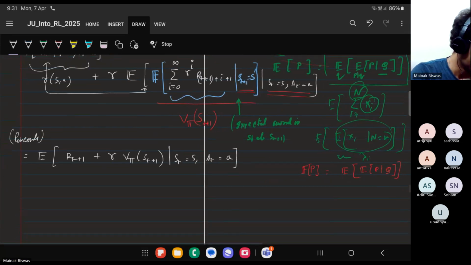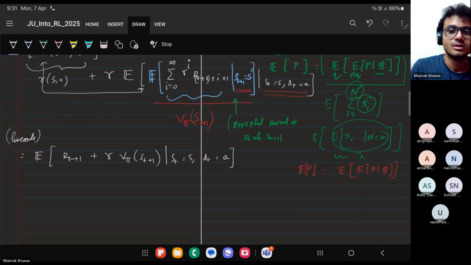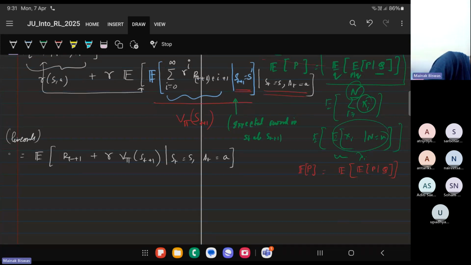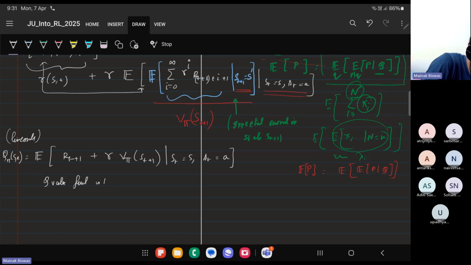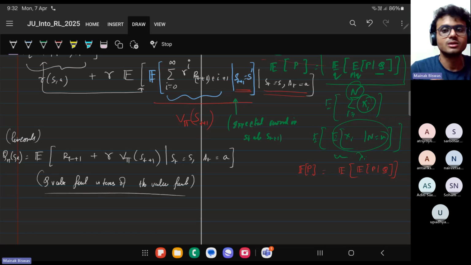Great. So now can I use LOTUS? If I write down this expectation, this is your Q pi of S comma A. Right? I have written Q pi, that is the Q value function, in terms of the value function. I'm waiting for your response. Yes, it's okay.